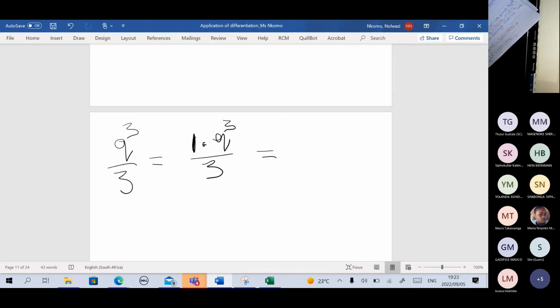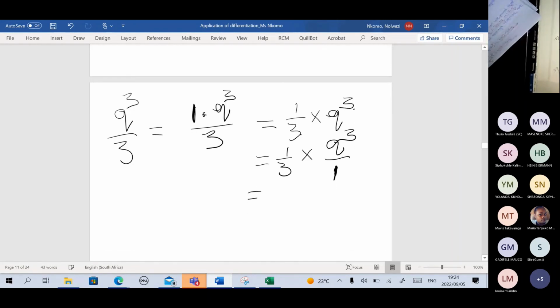This is like multiplying 1/3 times 3 cubed, right? You'll get the same thing. Because if you multiply 1/3 times 3 cubed, it's like you have 1/3 times 3 cubed over 1. If we are multiplying fractions, this means you multiply the numerators together and you multiply the denominators together, right?